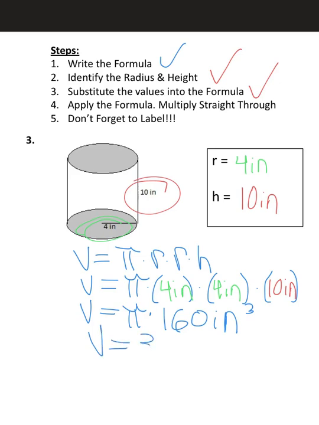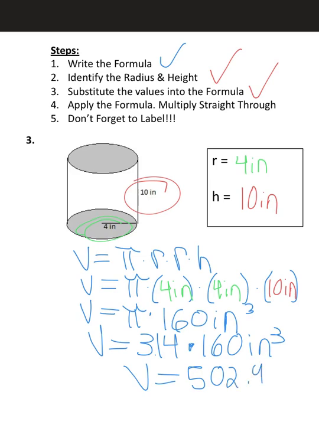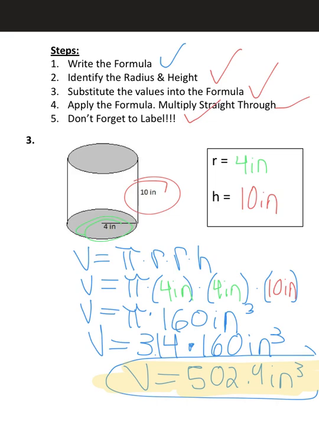Then we have volume equals 3.14, which is the value of pi, times 160 inches cubed. If you plug that into your calculator, your final answer will give you 502.4 inches cubed. So the volume of this cylinder is 502.4 inches cubed. That's super important. So inches cubed, because that is our final step, is to make sure to label everything.